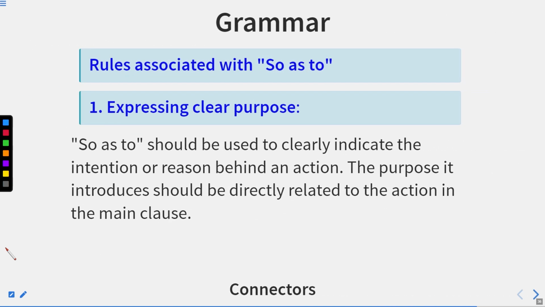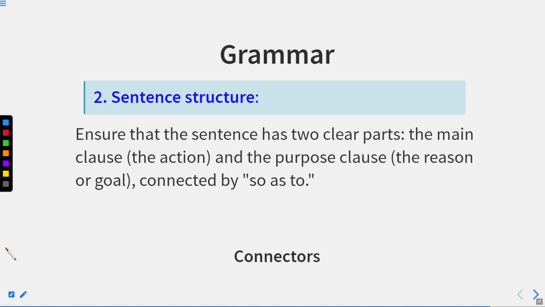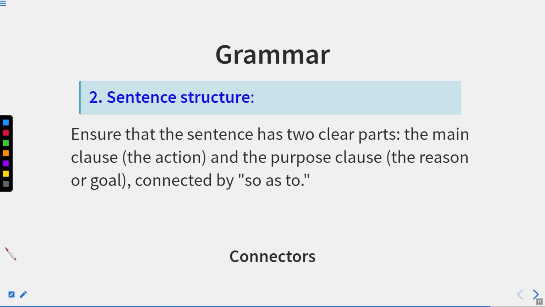Rules associated with so as to. Expressing clear purpose: so as to should be used to clearly indicate the intention or reason behind an action. The purpose it introduces should be directly related to the action in the main clause. It should not mismatch with that. Sentence structure: ensure that the sentence has two clear parts, the main clause, that is the action clause, and the purpose clause, that is the reason or the goal connected by so as to.